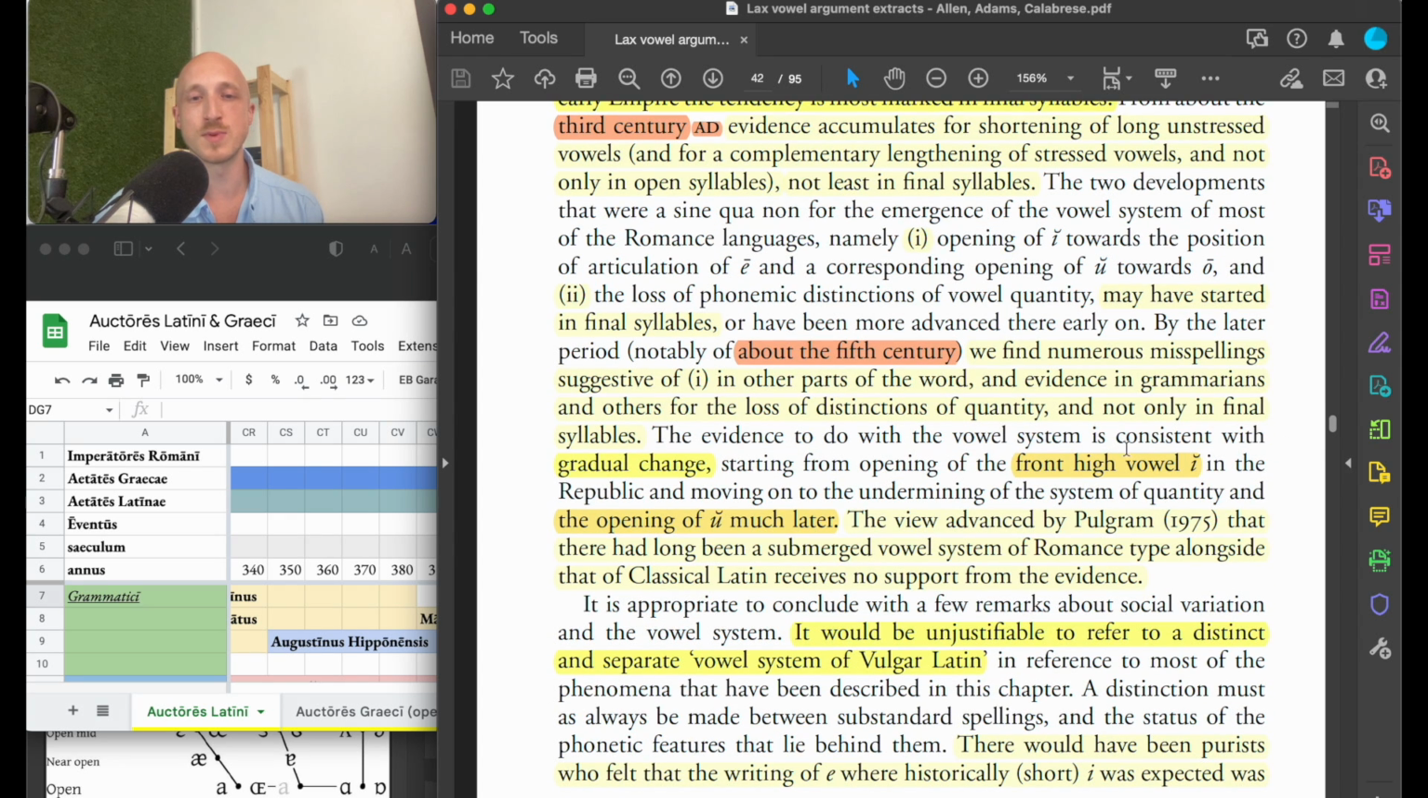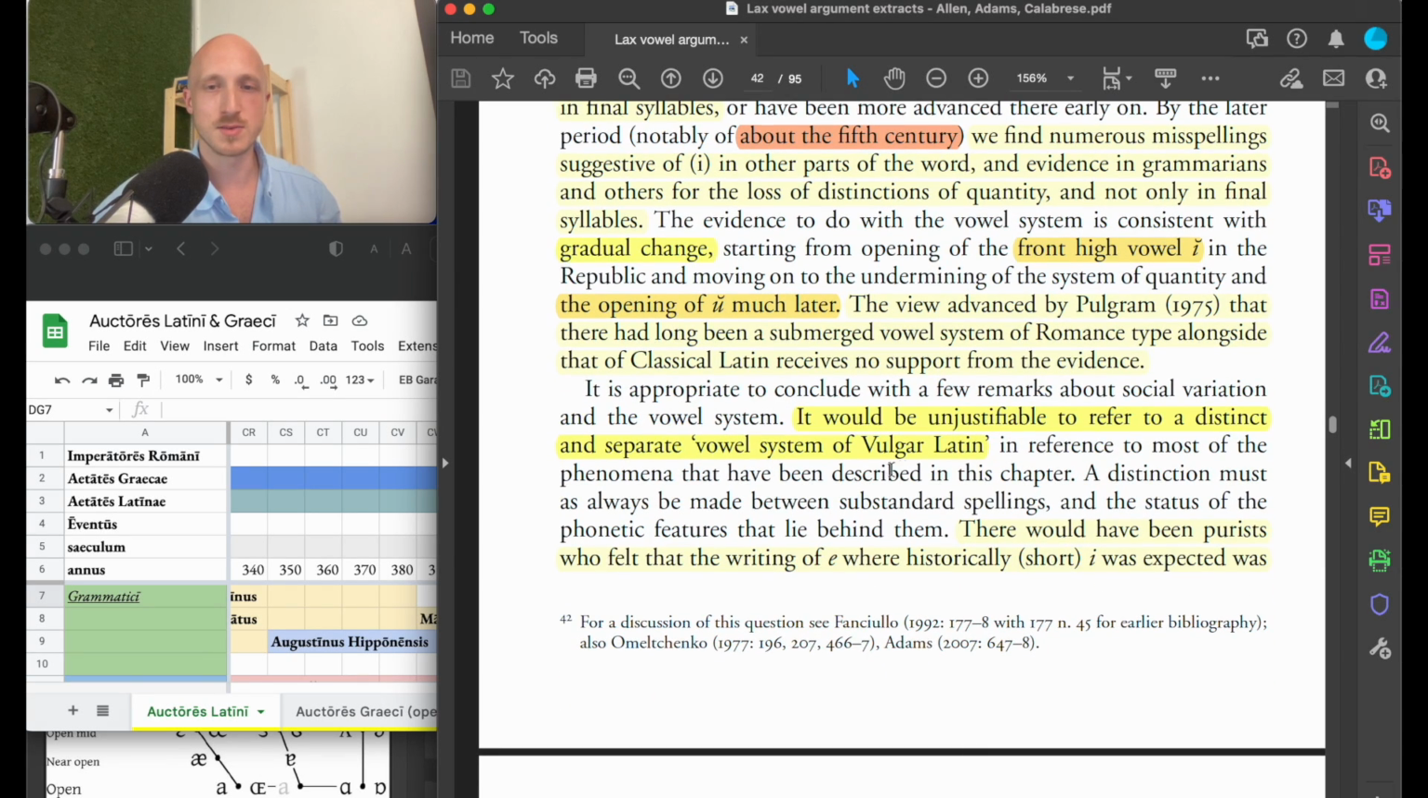So this is consistent with gradual change, not a system that was constant since the Old Latin period, as Allen wants us to believe. Starting from the opening of the front high vowel E in the Republic and moving on to the undermining of the system of quantity and the opening of U much later. The view advanced by Pilgrim that there had long been a submerged vowel system of the Romance type alongside that of Classical Latin receives no support from the evidence. This is what I've often said about the whole Vulgar Latin thing. It would be unjustifiable to refer to a distinct and separate vowel system of Vulgar Latin.